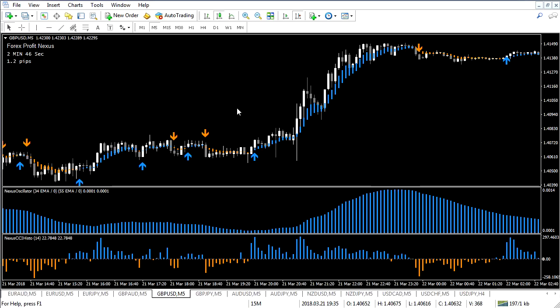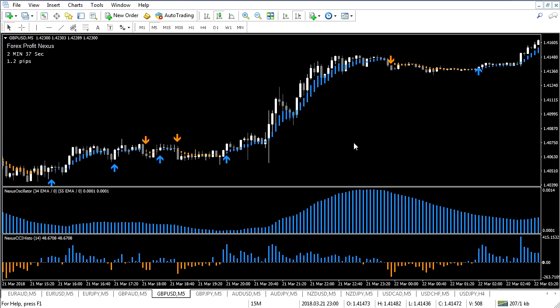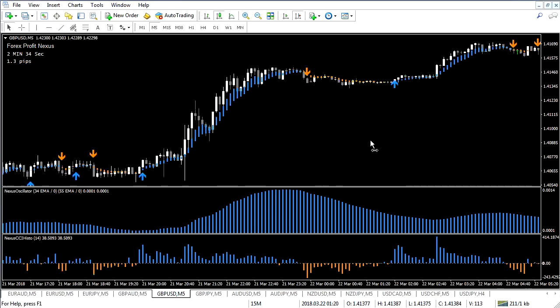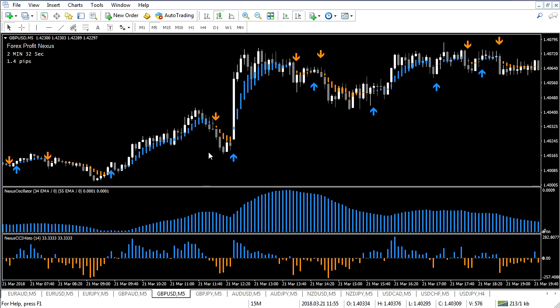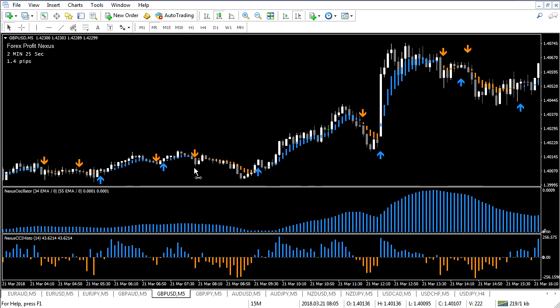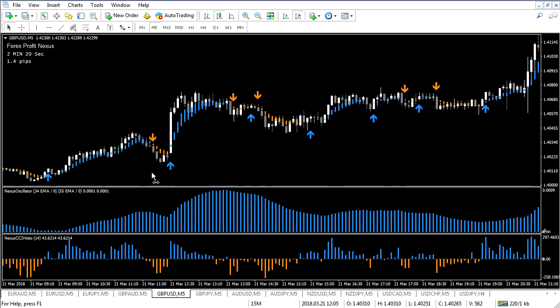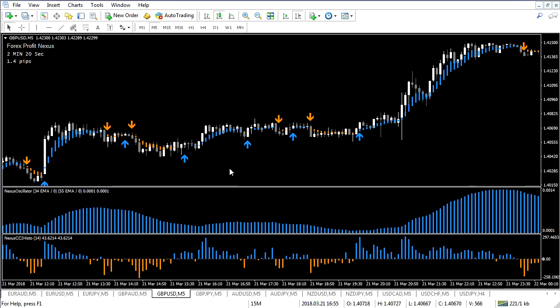Now, what we're looking at the bottom is a Nexus CCI Histogram. Now, this is going to be a faster moving indicator. And with this, we can choose to take a little bit more aggressive trades. The market doesn't have to prove itself in quite the same way like it does with the wave element. With the CCI, we can take a little bit more aggressive trades in maybe one or two candles earlier than what the wave would do.